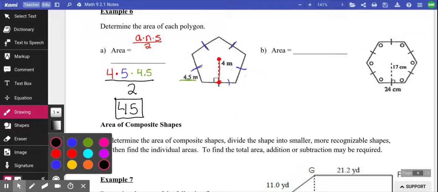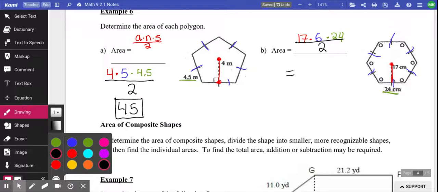Never. If you look at B and we tried to use that formula, you do from the middle to the outside. Middle to the outside is 17. Times the number of sides. There's 1, 2, 3, 4, 5, 6 sides. Times the length of a side, which is 24. And then you divide it all by 2.